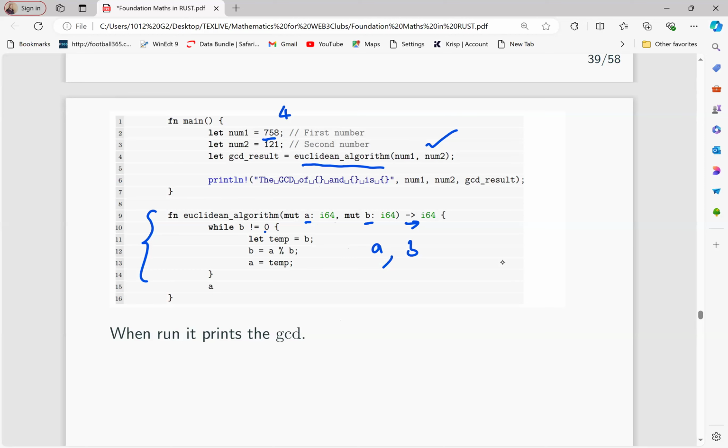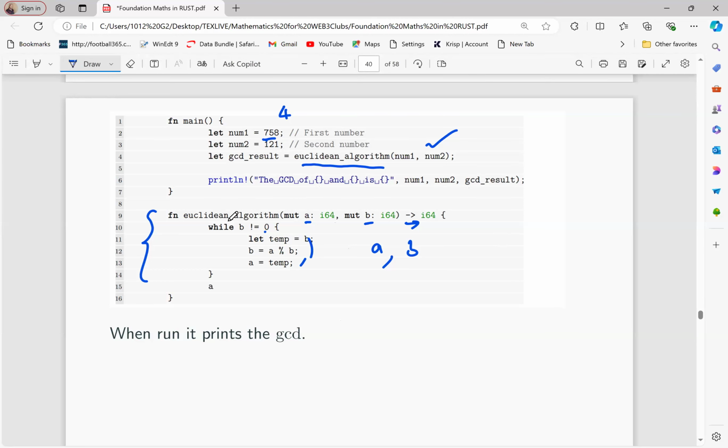Now you see, this one is B equals 0. So what that means is the loop will continue. What is happening here would continue happening until B is 0. Whatever is here, that is what this means. That's what this while means.